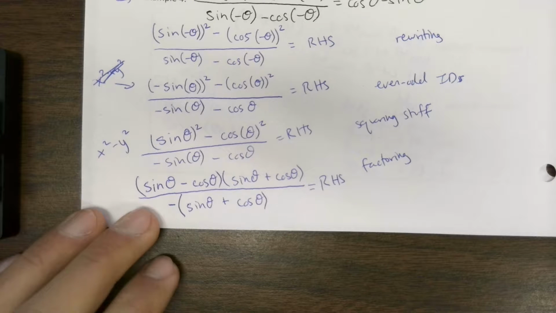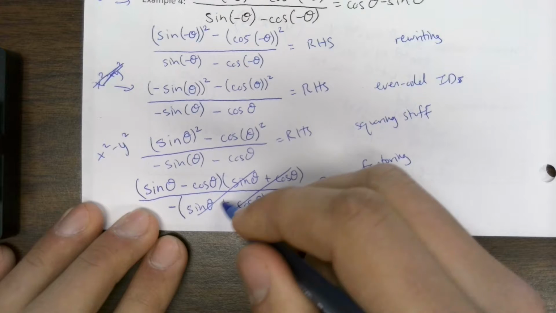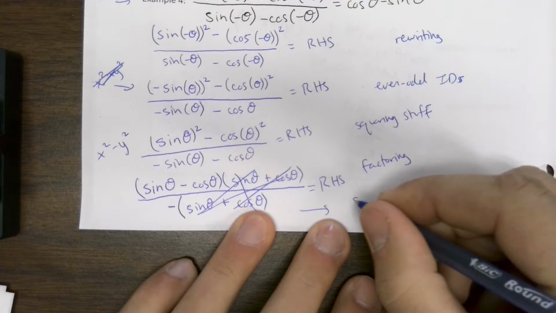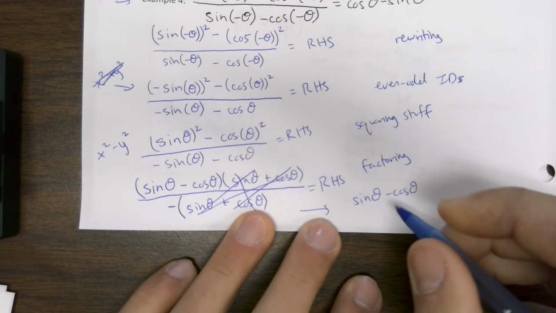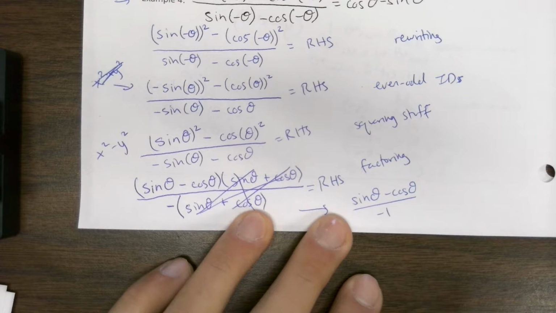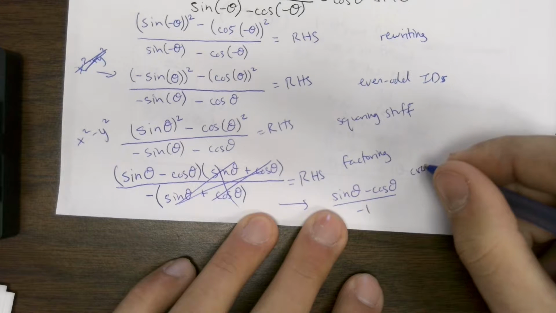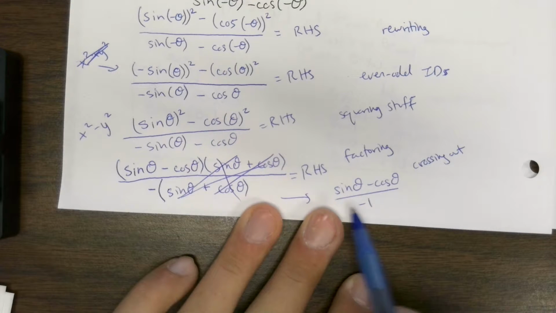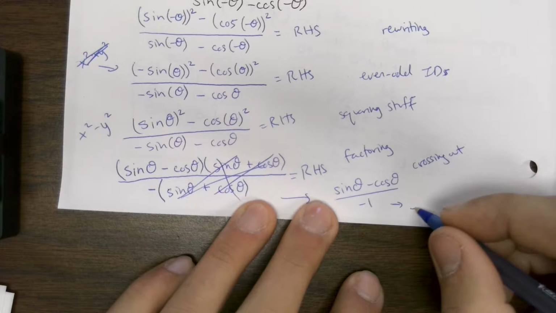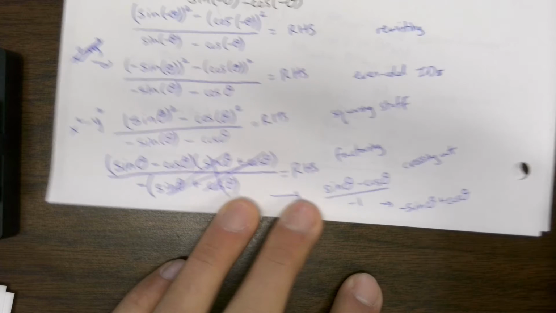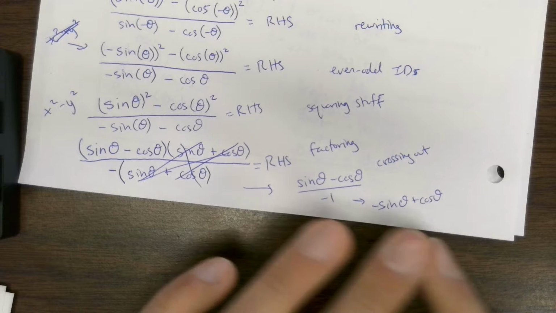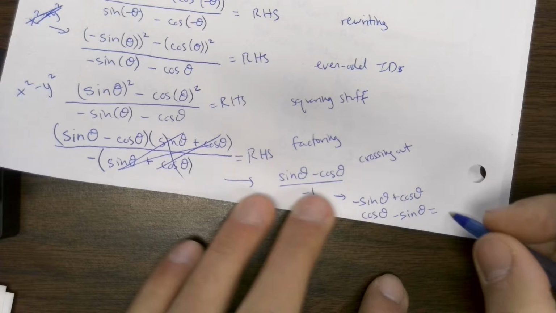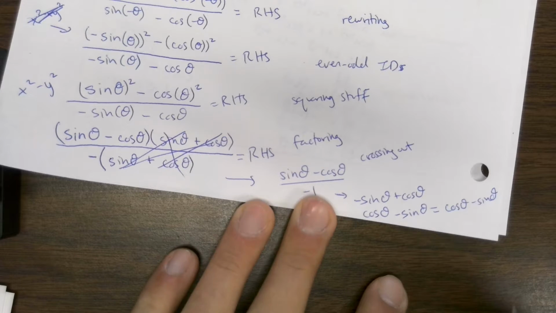Alright. So now we're almost there. I can cross these out. So this is all crossed out because they're duplicates. So now I'm left with, and I'm going to write this over here, sine theta minus cosine theta over a negative 1. So this is crossing out, or simplifying. And then if I'm dividing by negative 1, that's the same as multiplying by negative 1. So I'm going to rewrite this as minus sine theta plus cosine theta. And then lastly, I'll just switch these around. It'll be cosine theta minus sine theta. And that was equal to our original, which was cosine theta minus sine theta. And so we're done.